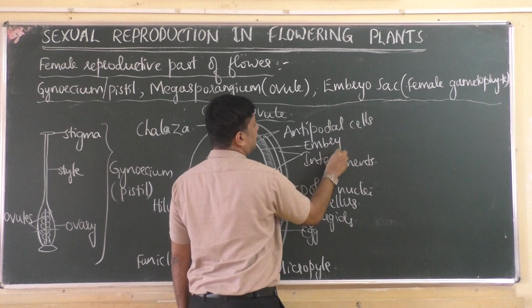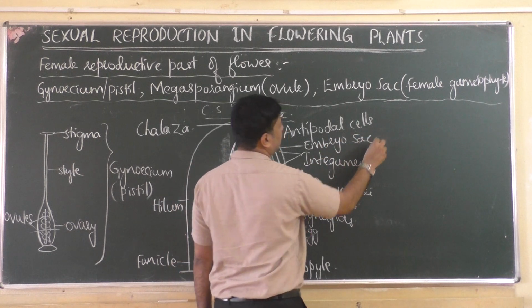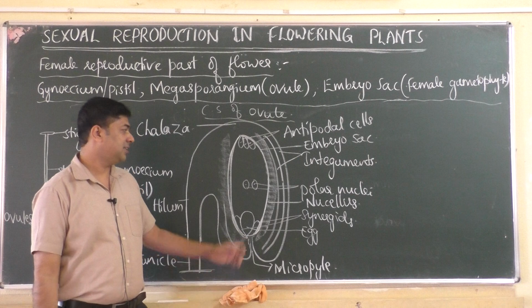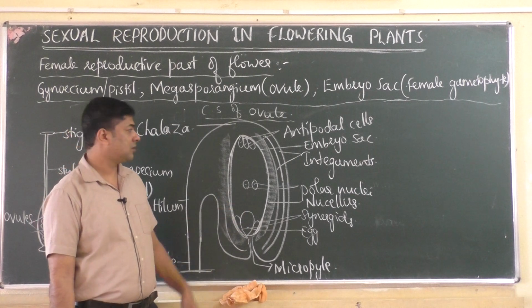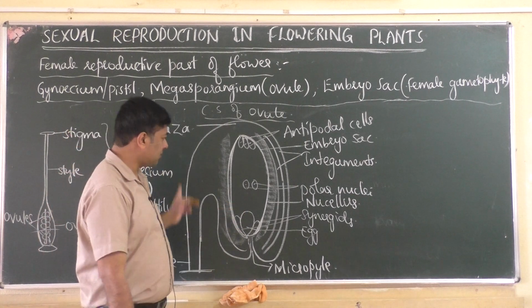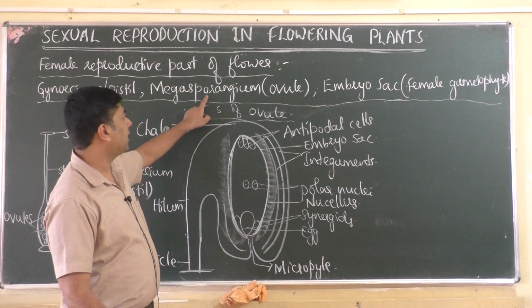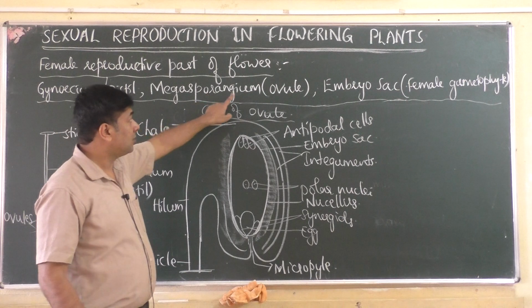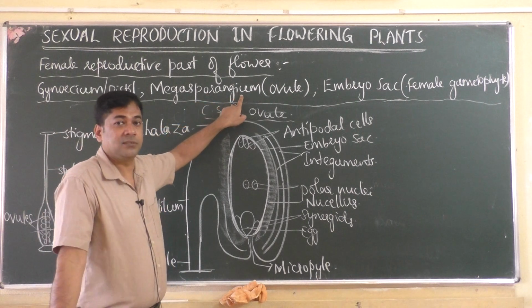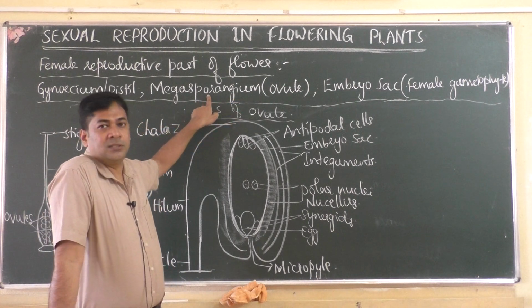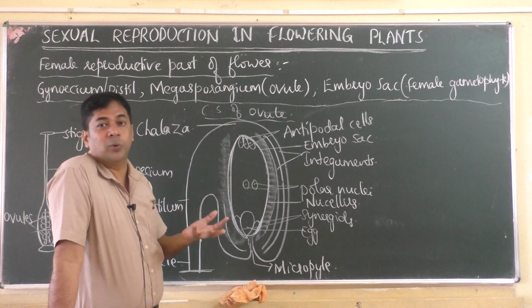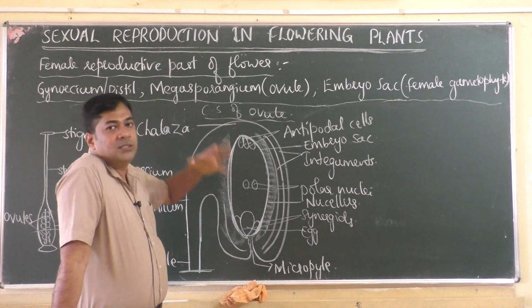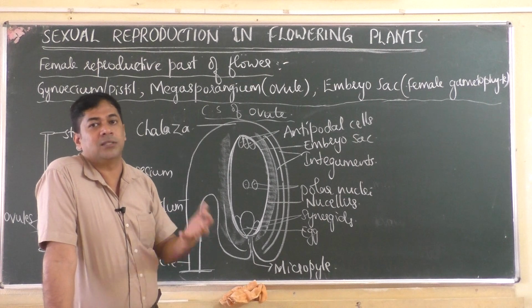The name itself says embryo sac. Sac means a bag-like structure. Within that, the embryo will be produced. So the entire ovule is a megasporangium. I told you why it is called megasporangium, because the word angium means bag-like structure. Sporangium means a bag containing spores. Megasporangium means a bag containing megaspores.